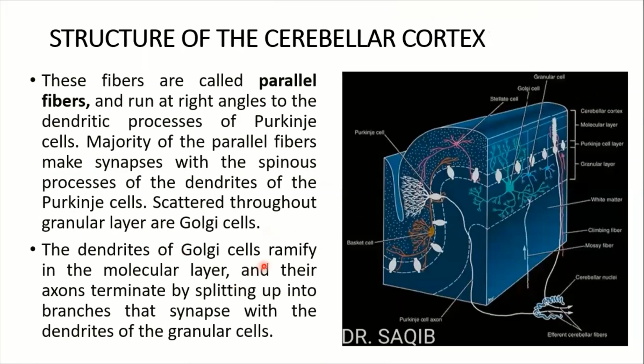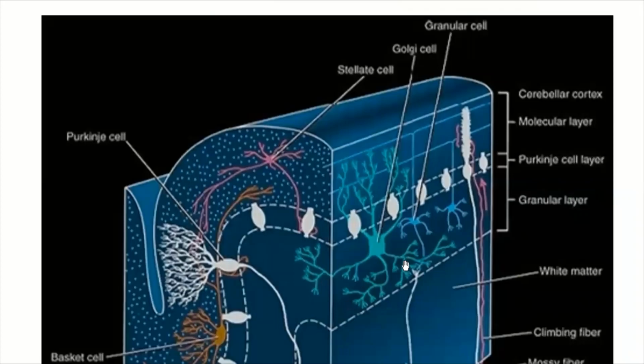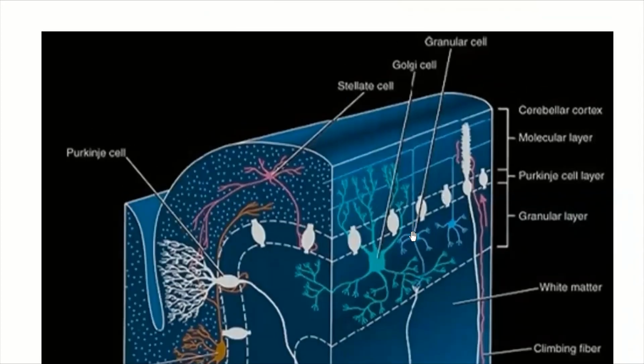The dendrites of Golgi cells ramify in the molecular layer, right? They ramify in the molecular layer here, and their axons terminate by splitting up into branches that synapse with the dendrites of the granule cells. You see this again, right? These are the axons, and they synapse with the dendrites of the granule cells here.